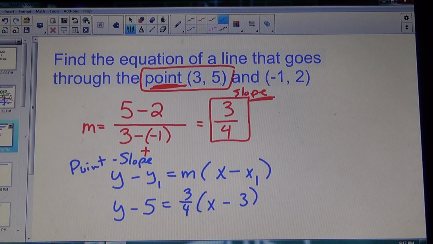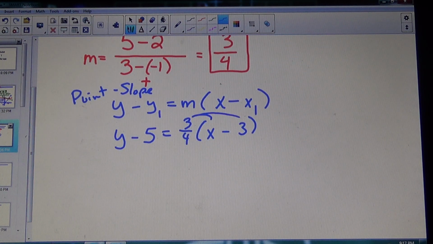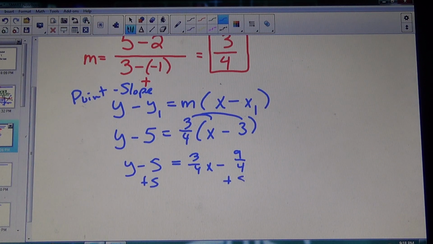The next thing I'm going to need to do here is distribute to get rid of that parenthesis. If I distribute here and here, I would get 3/4 x minus 9/4. Last step is move that 5 over. So I would add 5, and I'd add 5. So I get 3/4 x, and then I would go in my calculator, 5 minus 9/4.